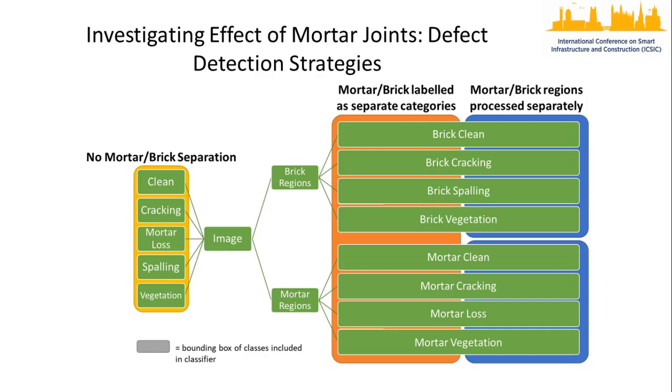And then the third strategy, in blue, is to test the mortar regions and the brick regions completely separately. So that would be testing on one neural network, brick clean and brick defect, and then having a completely separate classifier for the mortar regions, and then combining the two together at the end.